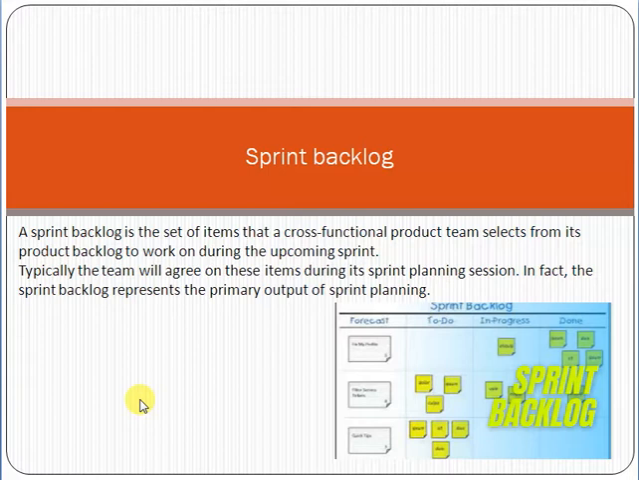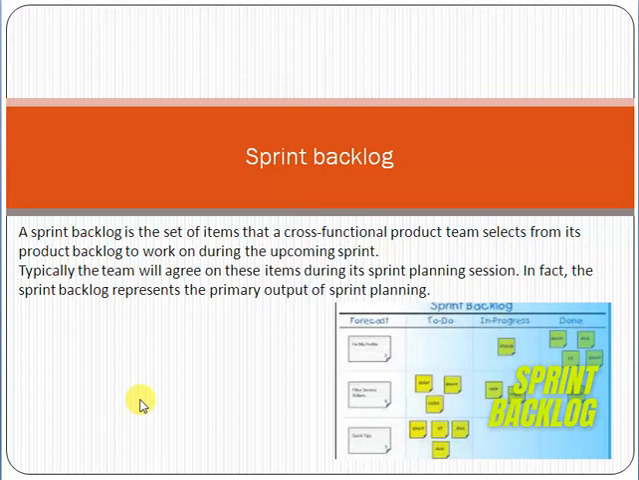So let's just start. What is a sprint backlog, friends? Friends, see, sprint backlog is a topic from the Scrum framework. What is Scrum? Scrum is a methodology which we use for managing software projects. Whenever we are implementing a project through the Scrum framework, we first prepare a product backlog. Product backlog contains all the user stories.